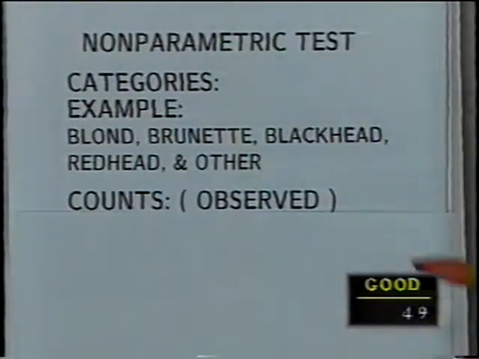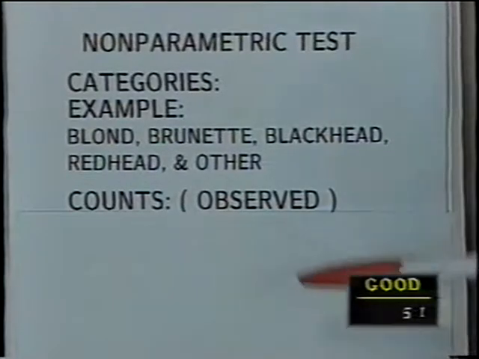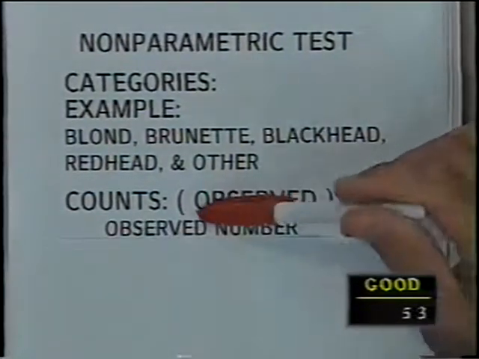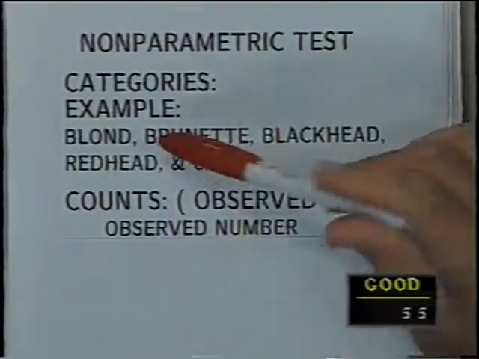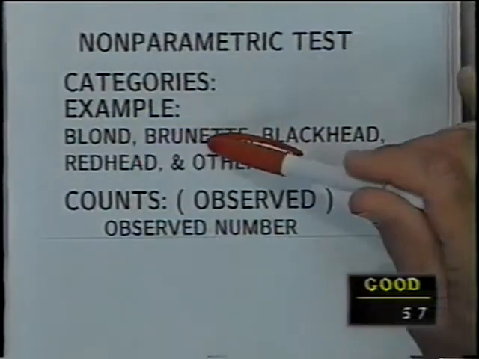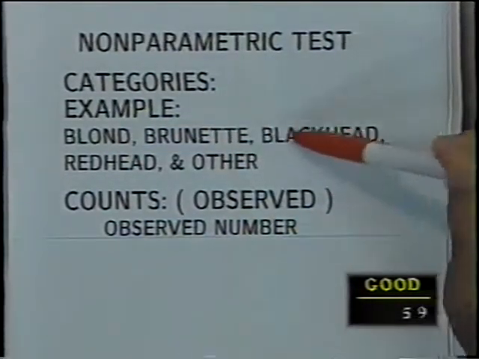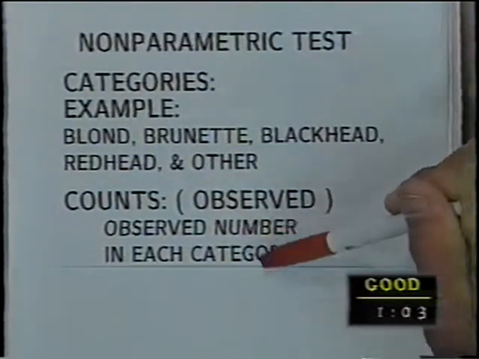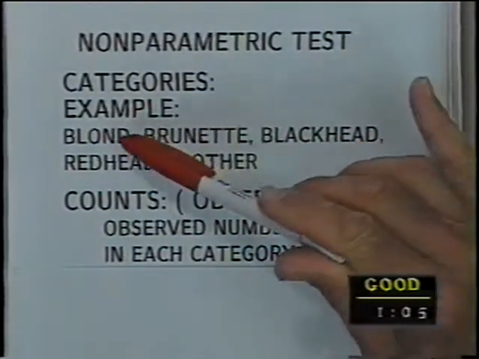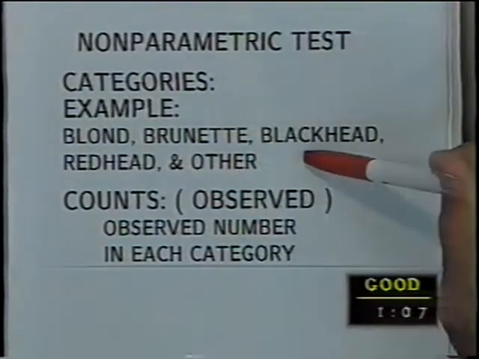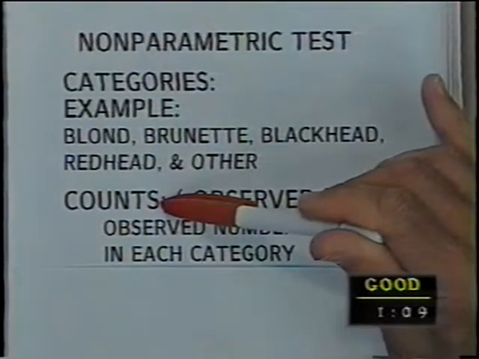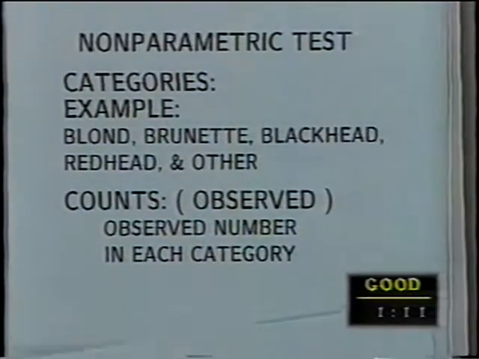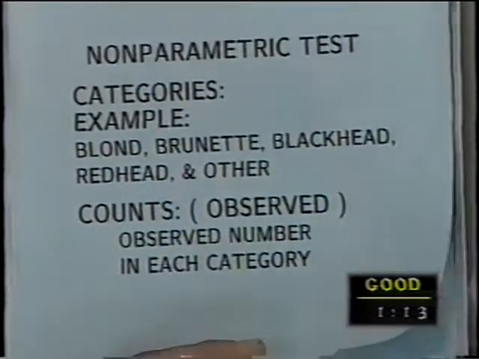The counts, or what we call the observed values, are the observed number of each of these. How many blondes, brunettes, redheads, blackheads and others did we observe? How many are in each of these categories? There are 5 observed values. There are 5 counts. Now, that's a little tricky.